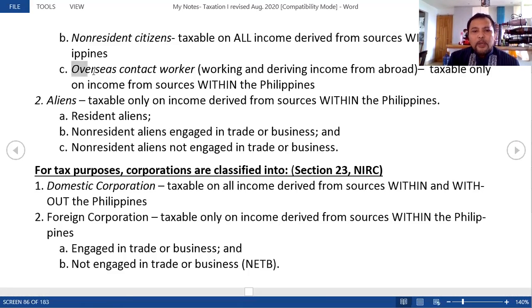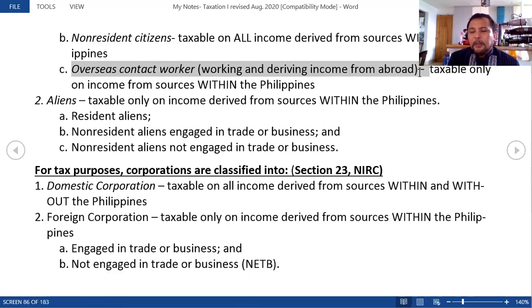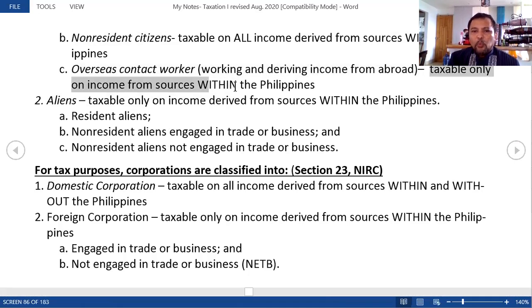And then we have the overseas contract worker. These are Filipinos, still Filipinos, but working and deriving income from abroad or a foreign country. Are they taxable for their income outside the Philippines? The answer is no. They're only taxable within the Philippines, so only income earned here in the Philippines.